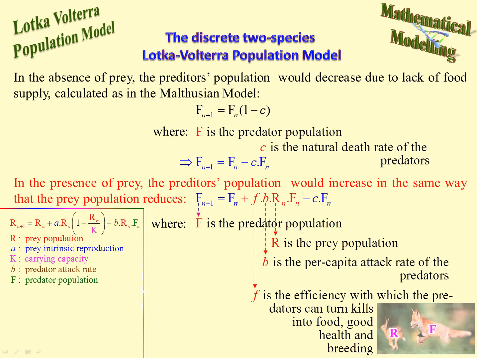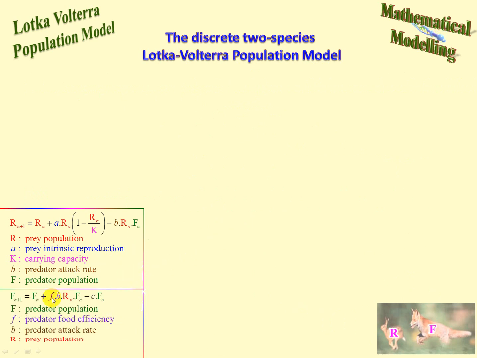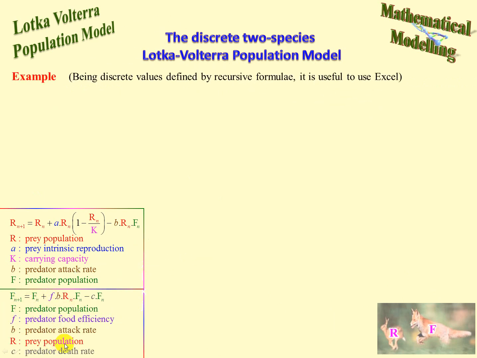And then that is the efficiency with which the predators can turn kills into food, good health and breeding. So that is a factor per species, and it depends on the species as to what good their kills can actually do in terms of food, good health and breeding. So there is our formula for the predator. So we have a prey formula and a predator formula. You don't need to memorize those. Those are on the formula sheet or information booklet. But you need to know what they stand for.